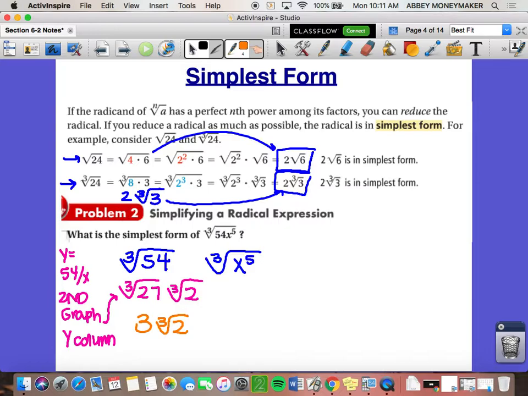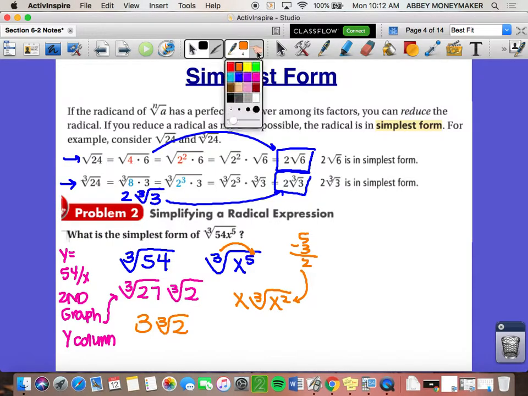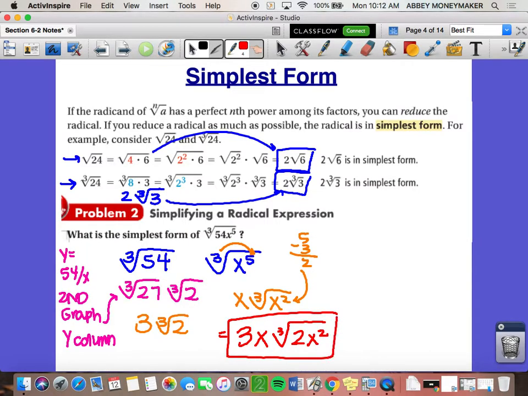I can look at my variable here and ask myself, how many times does 3 go into 5? That goes in 1 time with 2 left over, because 5 minus 3 leaves me with 2. So I have 2 underneath the radical here. So now I can write my final simplified answer, and I'm going to write everything on the outside of the radical together, and then I'm going to write everything under the radical together. And there we go.